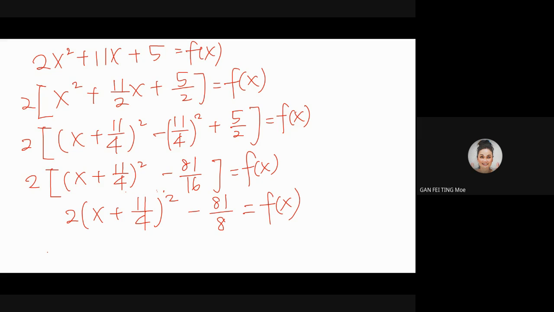2x plus 5. 11 over 2, minus 4ac. B squared minus 4ac, there's a root. 11 divided by 4 is 2.75. 81 divided by 8 is 10.125. Okay, the coordinate of the minimum of the U shape. Okay, correct. I keep this one first.